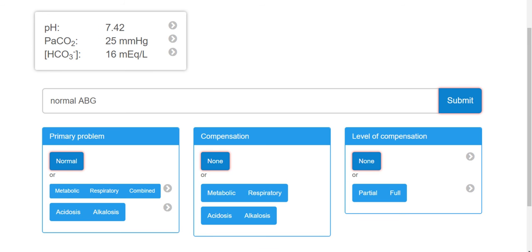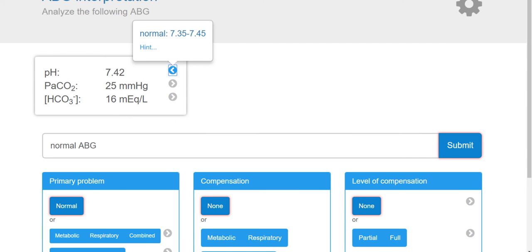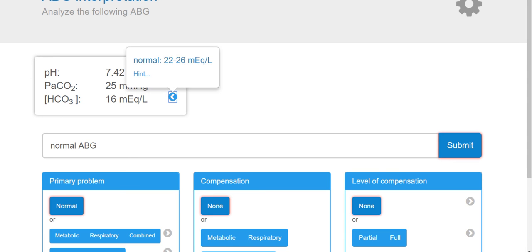So what we do is we have here our ABG. We got our pH, which is normally 7.35 to 7.45. We have our PaCO2, which is normally 35 to 45. And then we have our bicarbonate concentration, which is normally 22 to 26.